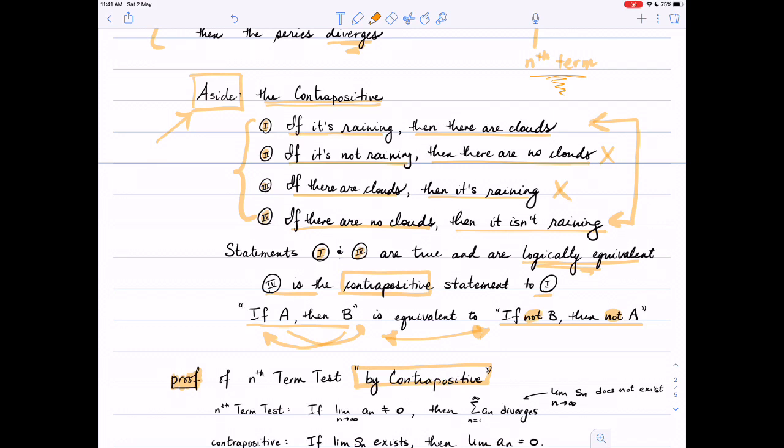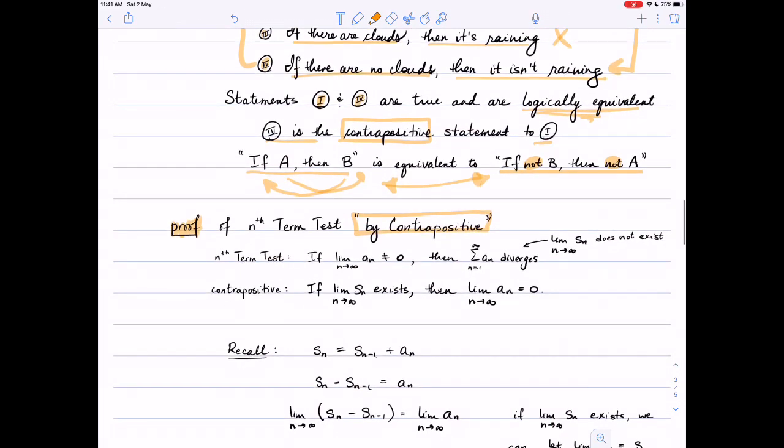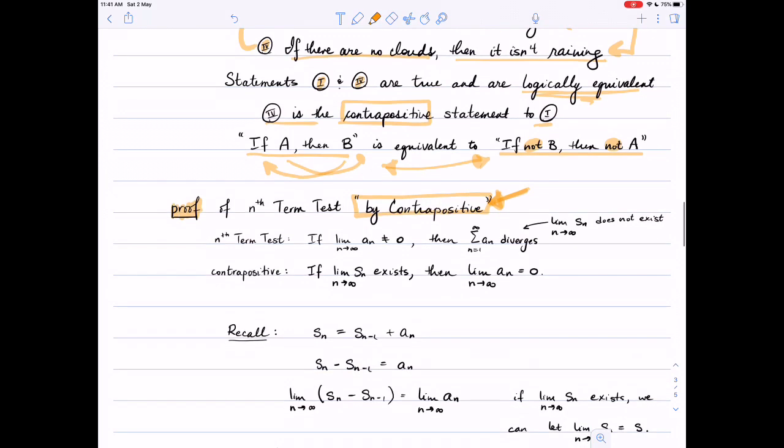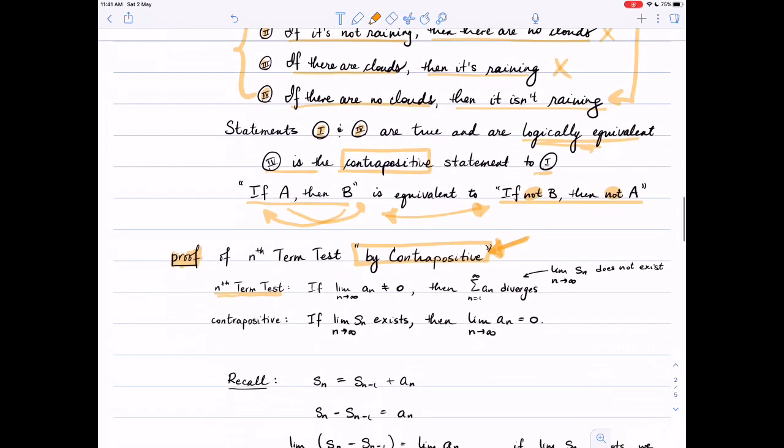And so that is what we are going to do with the nth term test. We're going to prove this by using the contrapositive statement. So we're going to prove the contrapositive and get for free the statement of the nth term test because they are logically equivalent. So let's go and remind ourselves what the nth term test said. It said, and that's just what was above here on the page, exactly this statement that I've rewritten here.